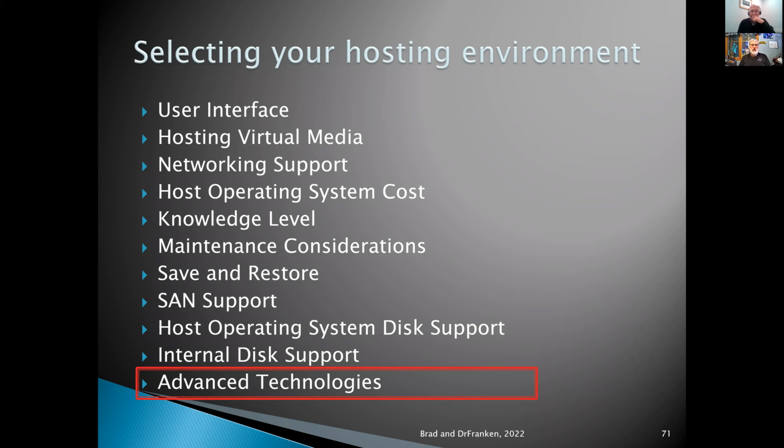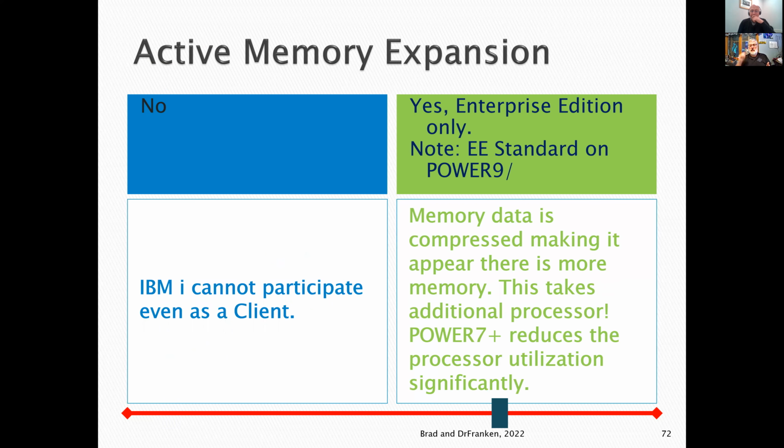Yeah. And so when you get to these advanced technologies, and I call these advanced technologies, we've got a handful of things here that are not used by the average IBM i shop necessarily. Active memory expansion, right? Which ironically is compression. That's the thing that always cracks me up, they call it expansion, but it's really compression. Marketing. It sounds like you can charge more for expanding something than you can for compressing it. That's right. IBM i doesn't even participate in that. So with VIO, yes, you can do active memory expansion. And what that does, of course, is compress the memory to make it look like there's more memory than there really is.